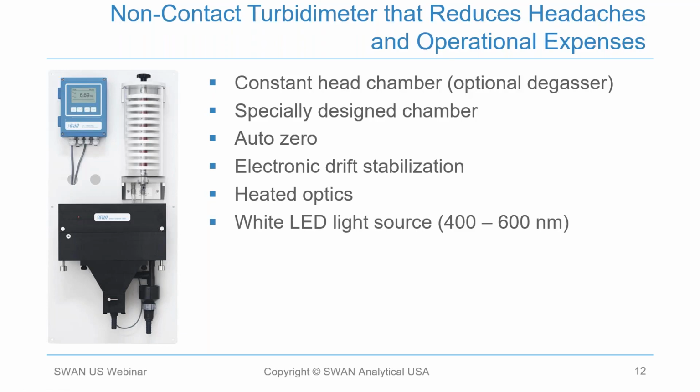It emits a wavelength at 400 to 600 nanometers due to the EPA regulations. It's a high quality, long lasting LED light source that has a sensor that is looking at it all the time to monitor the intensity, and it will auto correct it if it starts to fade over time. SWAN has had these instruments in the field for over 10 years now, and we have never had a bulb failure. That's how good the quality of these LED bulbs is.